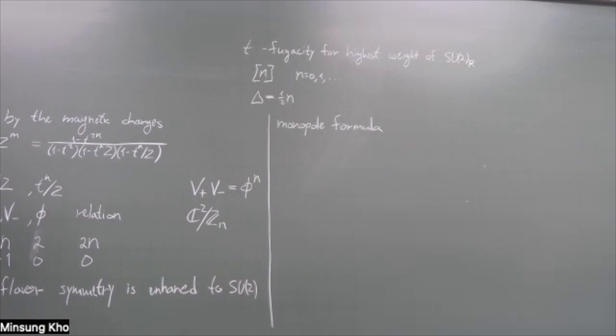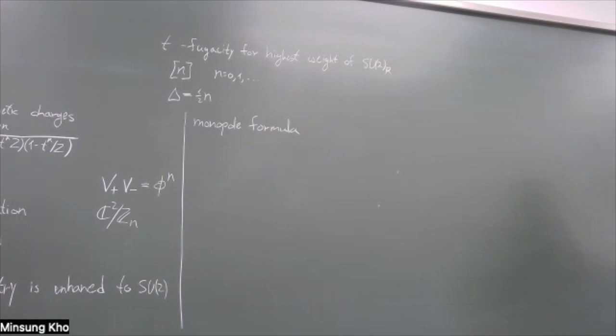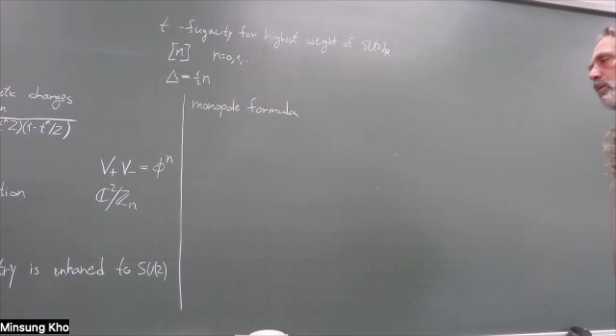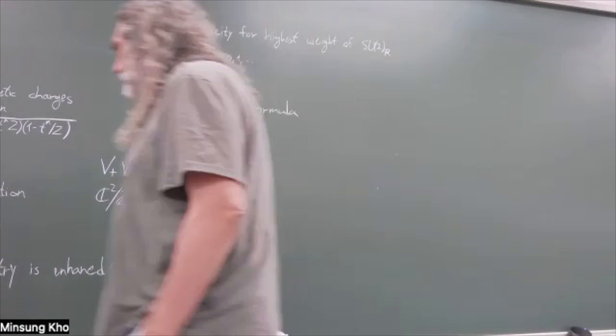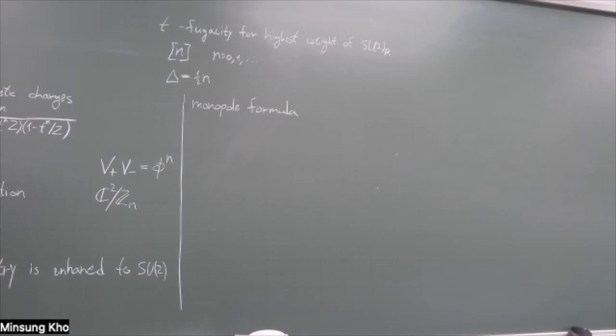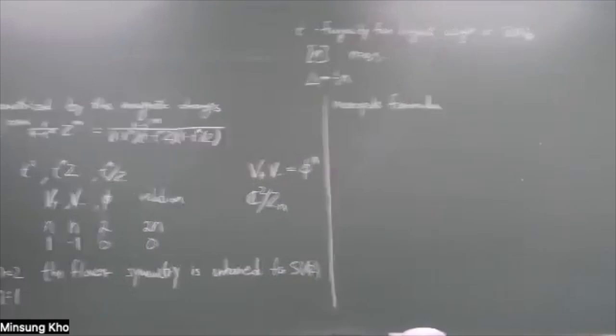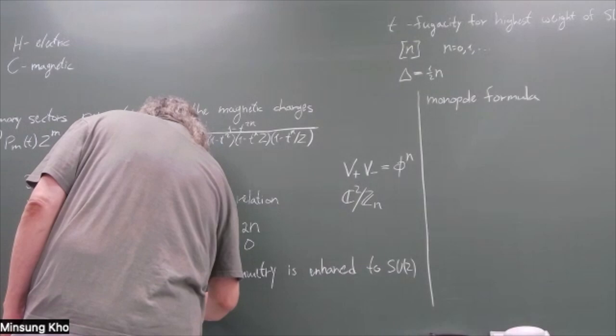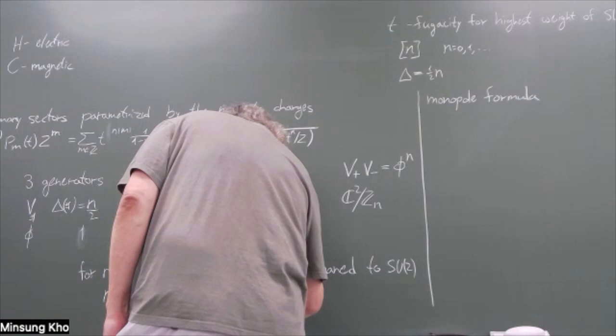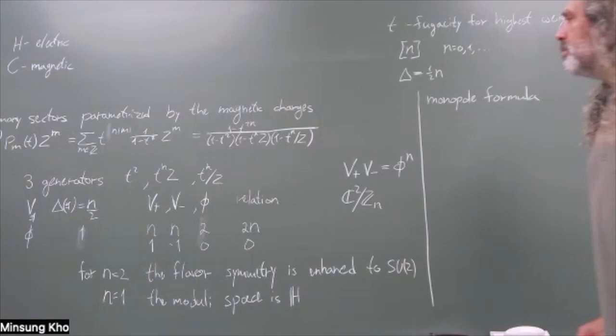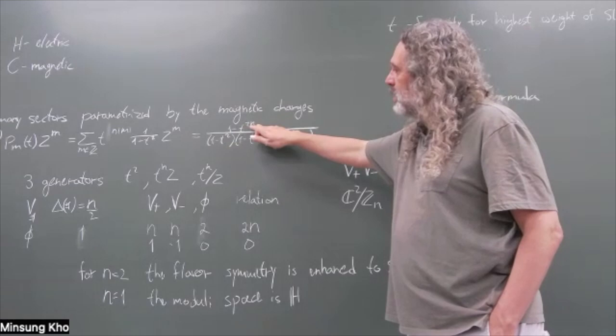Okay, so the global symmetry is a U1 for n greater than 2. For n equals to 1, the moduli space is just H, right? So for n equals to 1, you will find what we wrote the other time. These two cancel, and we get the Hilbert series for C2.